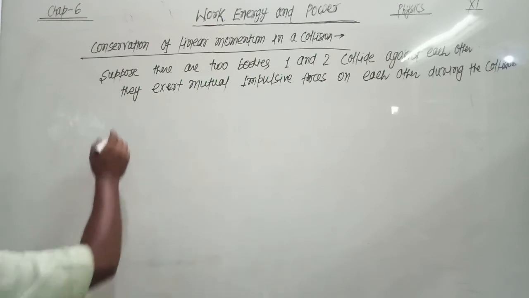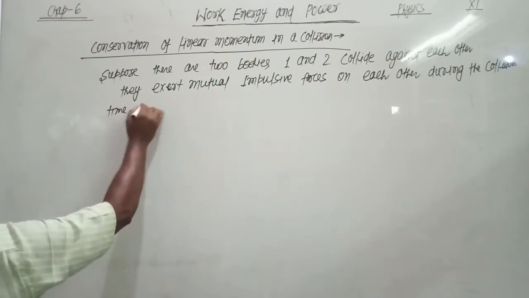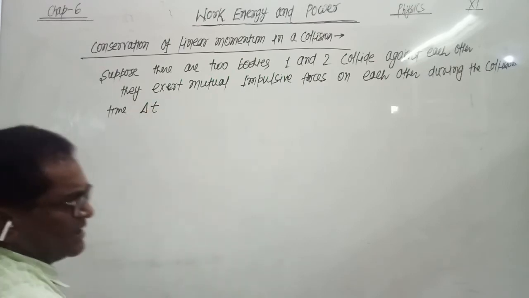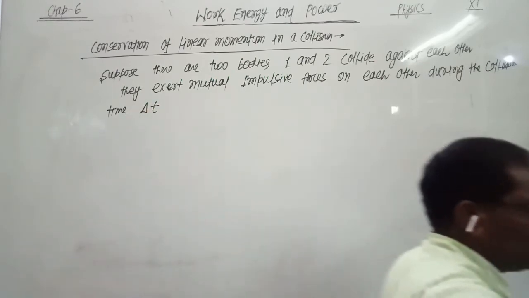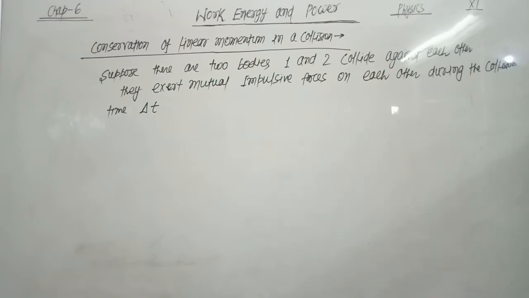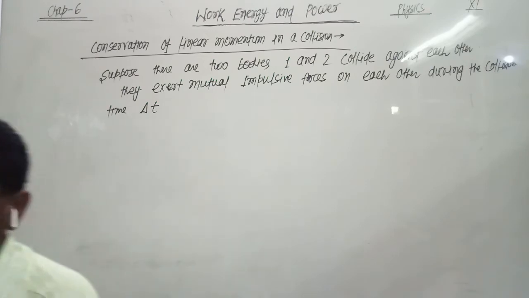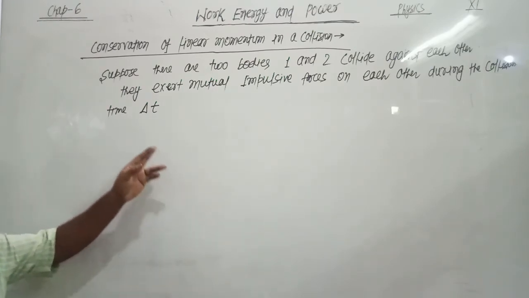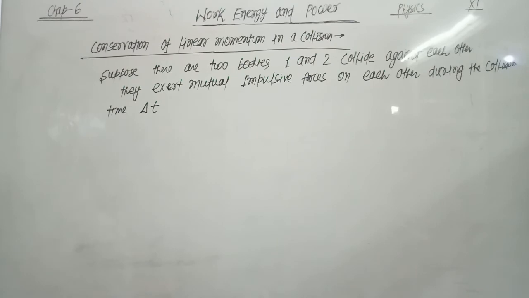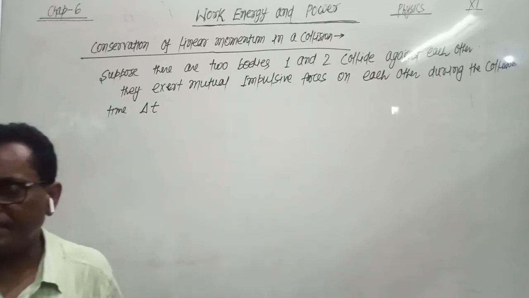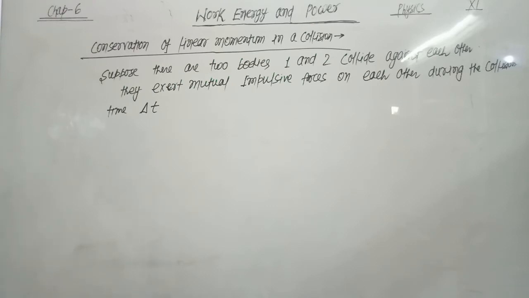During the collision time, delta t, a very small interval of time, the collision exists for a very small interval of time. There are two bodies, 1 and 2, which collide against each other, and during the collision in time delta t, they exert impulsive forces on each other.